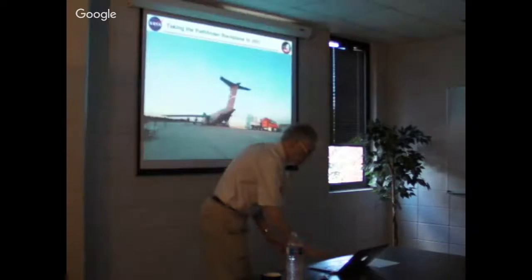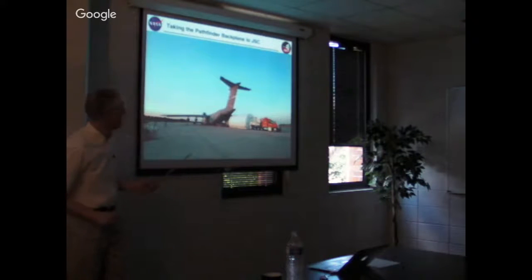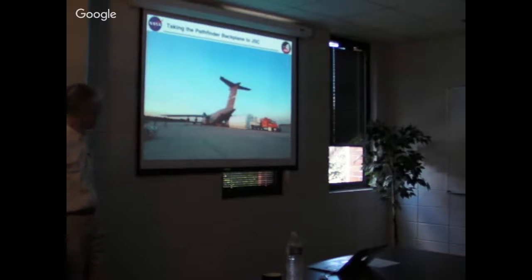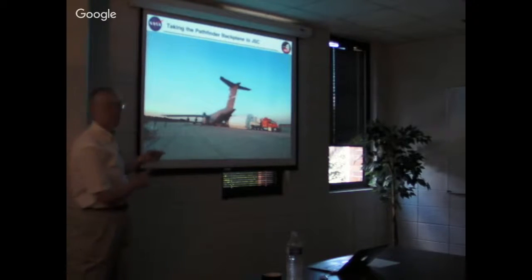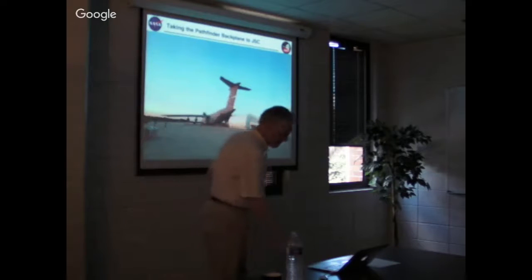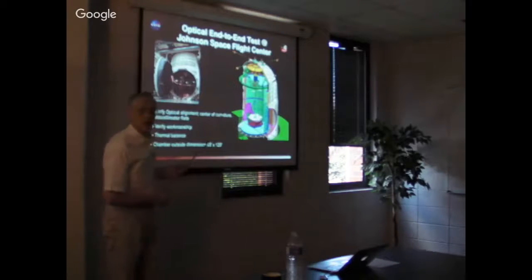This is how we get our equipment around the country. Here's a truck with a special carrier, and there's the C-5 aircraft. Sometime after midnight, when we're done at Goddard, we will put our telescope all folded up into that carrier, drive it into the airplane, and fly it to Texas. And then when we get to Texas, we will put it in the big vacuum tank there.